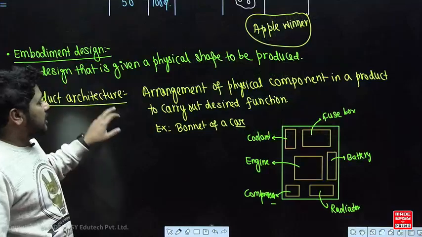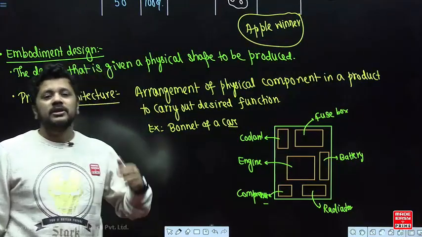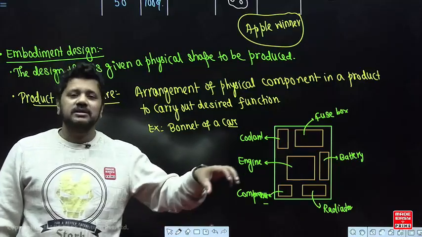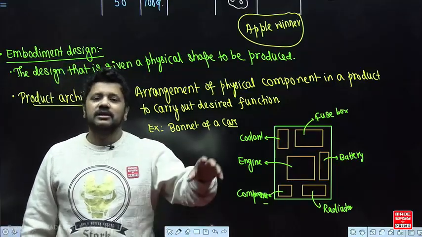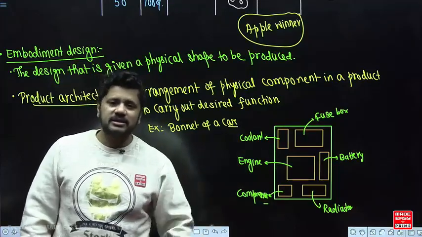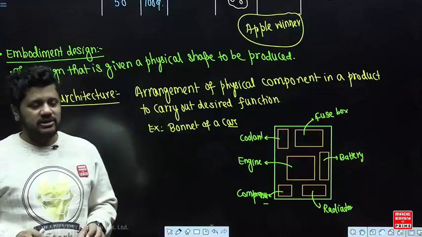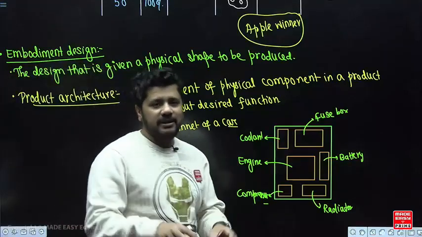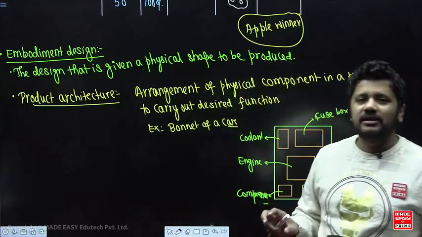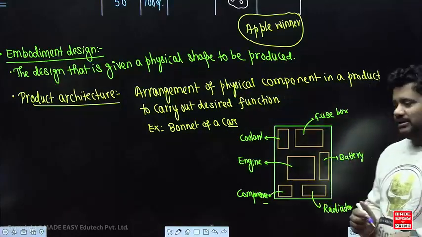Product architecture. So inside every car or every mobile, if you open the laptop, you will see the motherboard at one place, the CPU at one place, the exhaust fan at one place, the mouse pad at one place, the USB connectors at one place, right? So these are called product architecture. Which component will be placed where? The physical position of the design that you have designed is called product architecture.